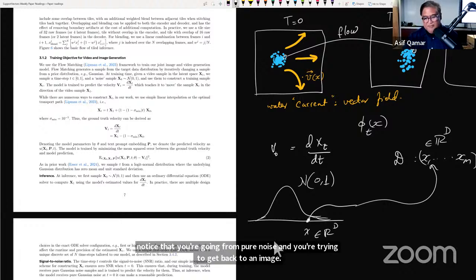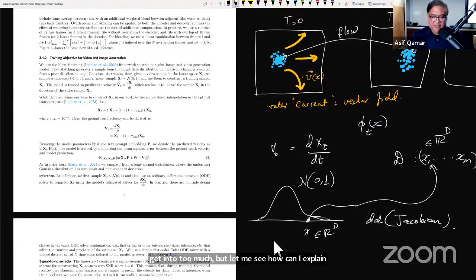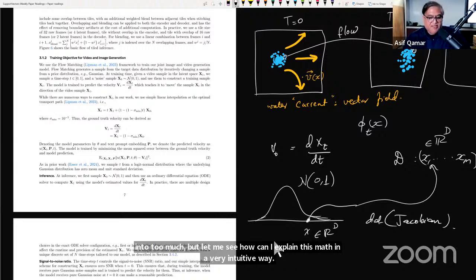As you do this, there are some very interesting bits of vector calculus that come in. In particular, the Jacobian comes in. Let me just write the word Jacobian. It's beautiful. It's the determinant of Jacobians, but we won't get into too much. Let me see how I can explain this math in a very intuitive way. Okay, maybe this is it.